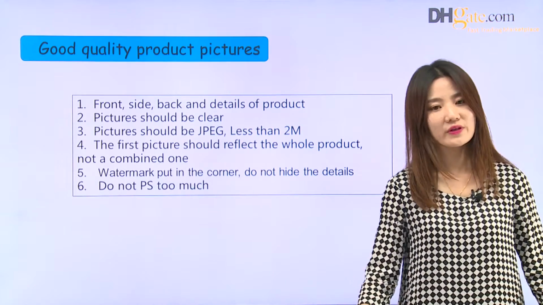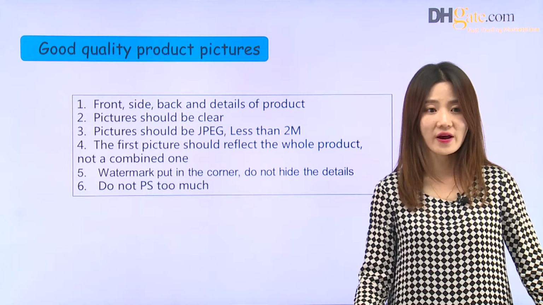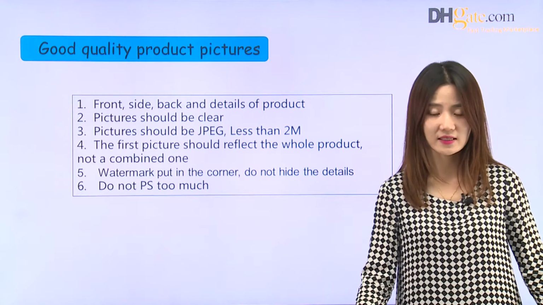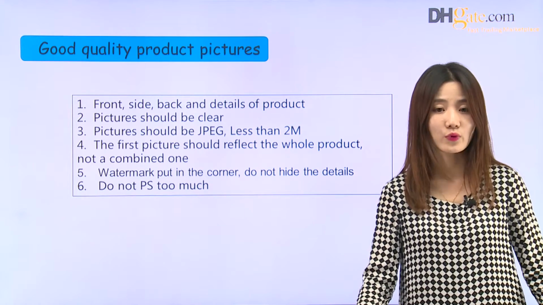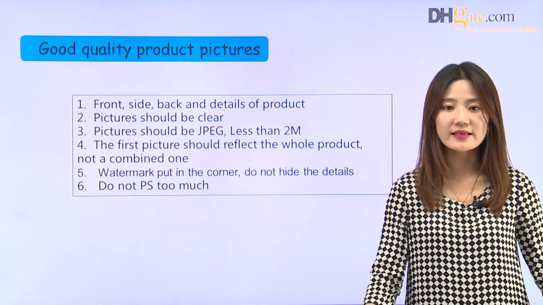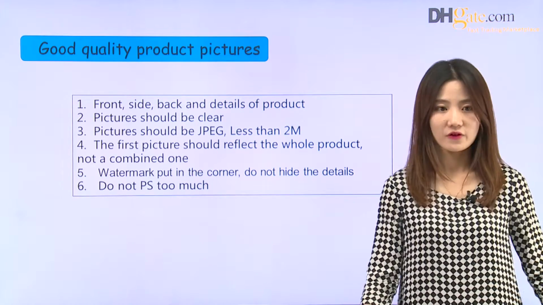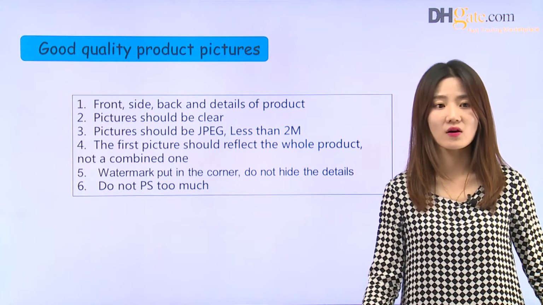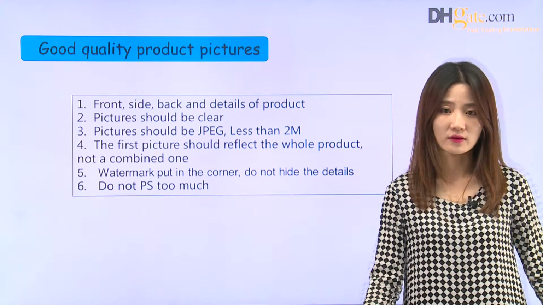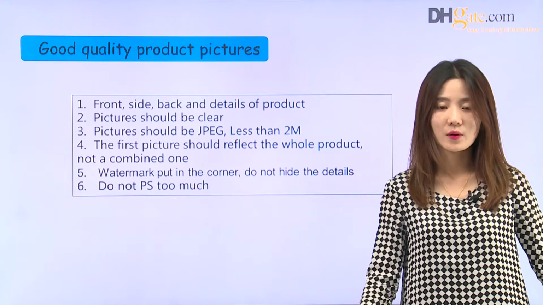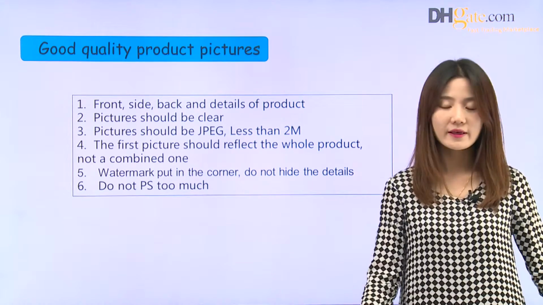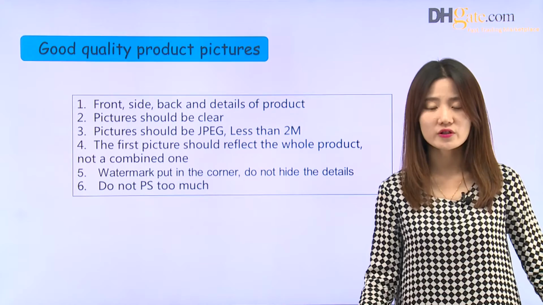Let's see. The product pictures should include front, side, back, and details of the product. Multi-angle display is important. Pictures should be JPEG and each picture should take up less than 2 MB. The first picture should reflect the whole product and be a single picture instead of a combined one. If you want to add a watermark, please put it in the corner and do not hide the details of the pictures. In the end, do not Photoshop pictures too much.